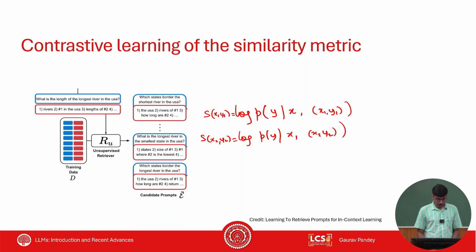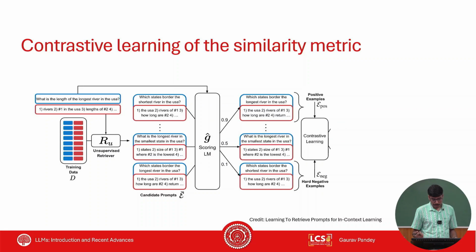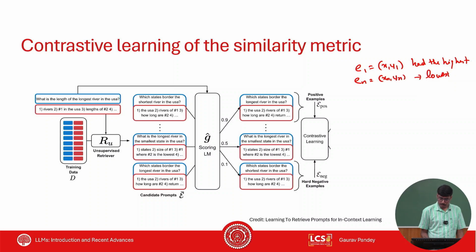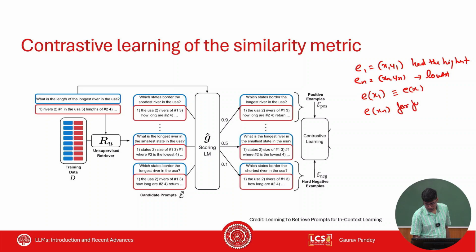And now that you have a ranking, what you can do is contrastive learning. What contrastive learning means is, let's say example 1, e1 equal to (x1, y1), had the highest score, and en equal to (xn, yn) had the lowest score. So contrastive learning means you will say that the embedding of x1 should be much closer to the embedding of x, and the embedding of xn should be far from x, right? You can use something like a triplet loss to enforce this.